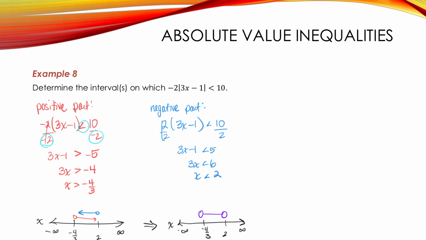So if we wrote this one in inequality notation, we would say that -4/3 is less than x, which is less than 2. Or in interval notation, just -4/3 with parentheses because it's not included, to 2, which is also parentheses because it's not included.